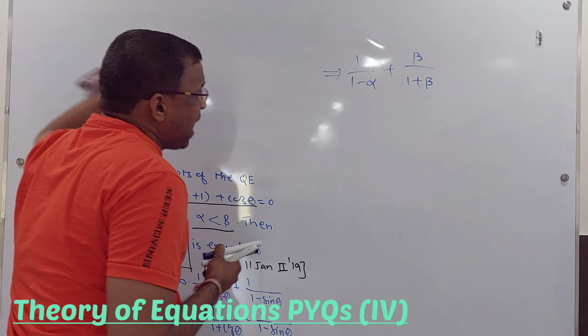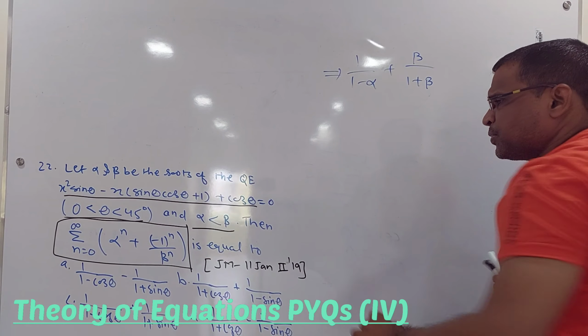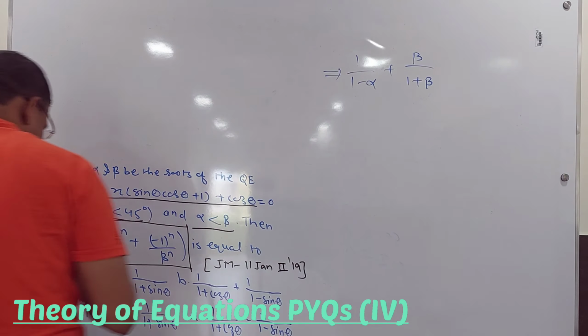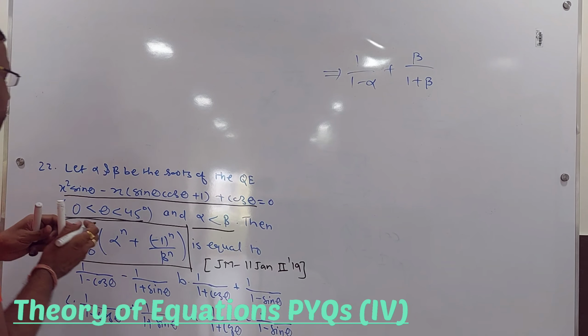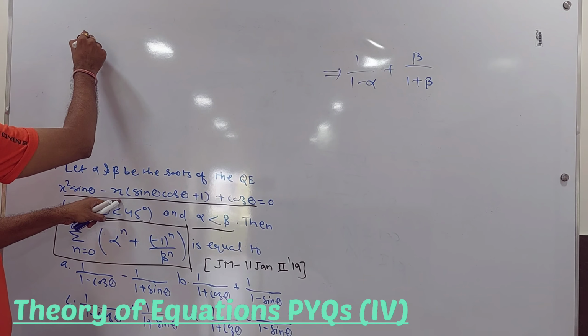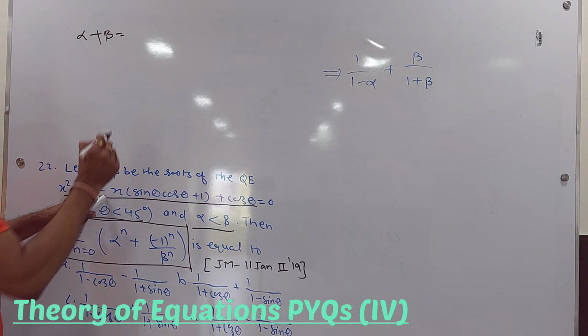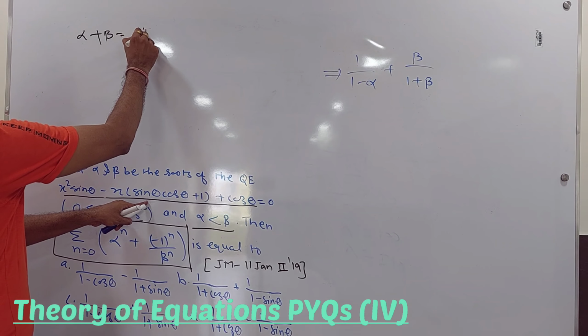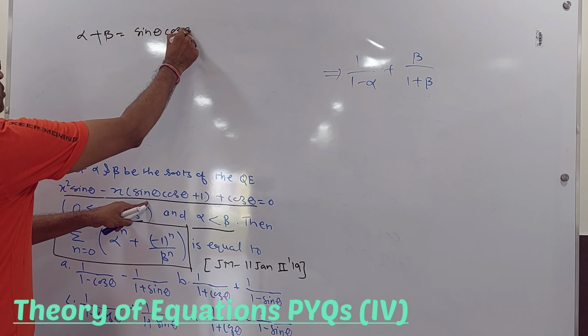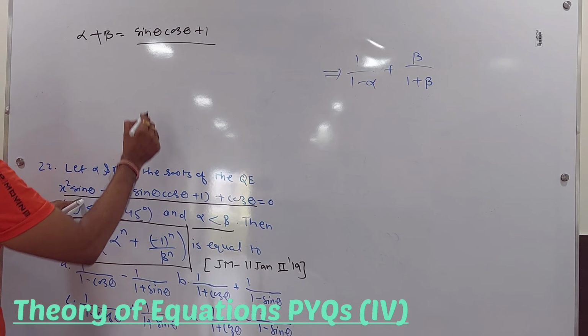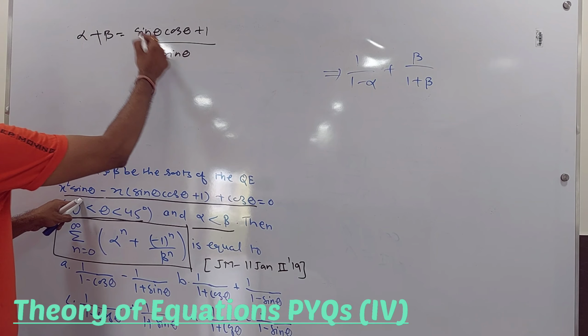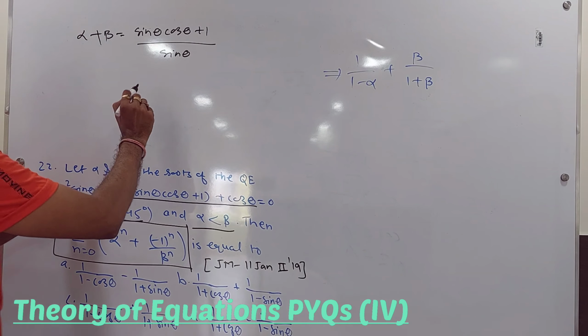Is it that tough to get the value of alpha and beta in this question? Just check out. I'm doing it for you guys; I don't require it for myself. So alpha plus beta is minus b by a, so it is sin theta cos theta plus 1 by a upon sin theta. This is information which we used to do in the beginning itself.